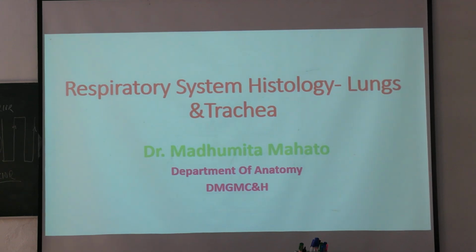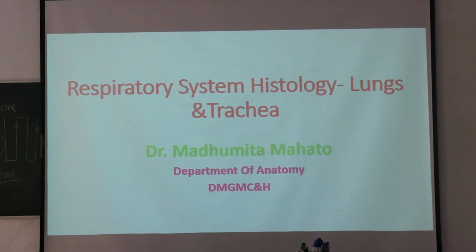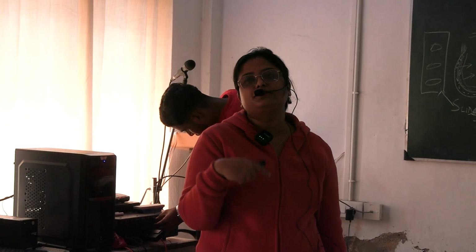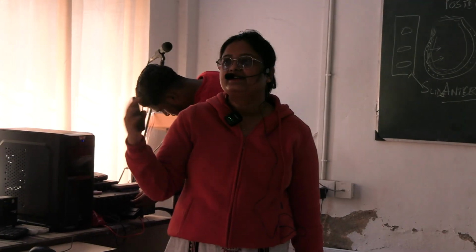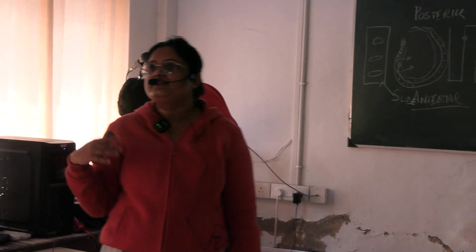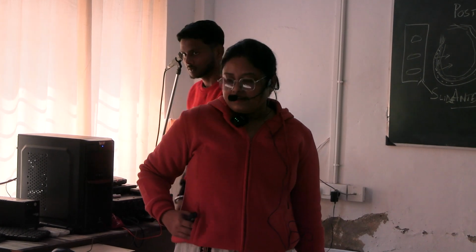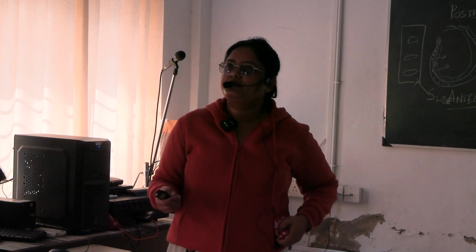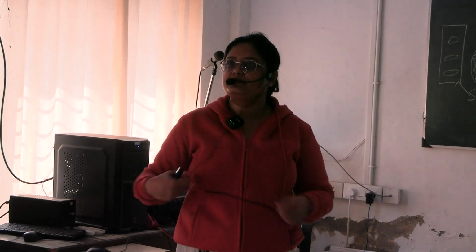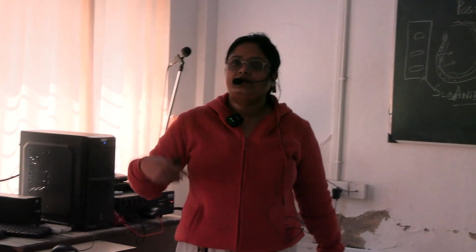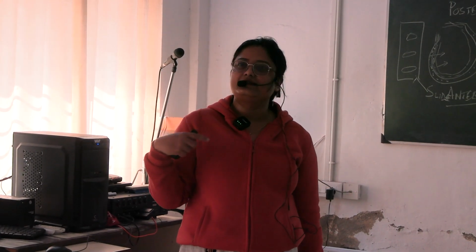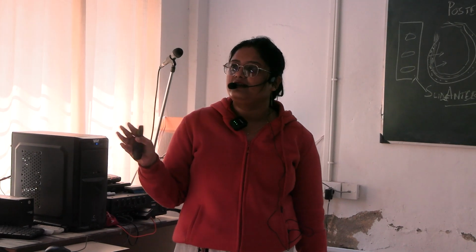Today we will discuss the histology of the respiratory system. Within the respiratory system, we generally include the histology of trachea and lungs. In the lung section, you will see the sections of alveoli and different types of bronchioles. Terminal bronchioles and other bronchioles you will see, and some part of the bronchus you can also see in the section of the lung. So all those we will discuss today.